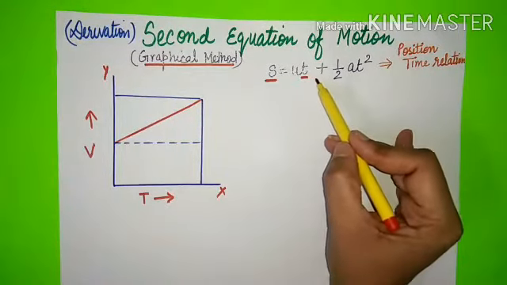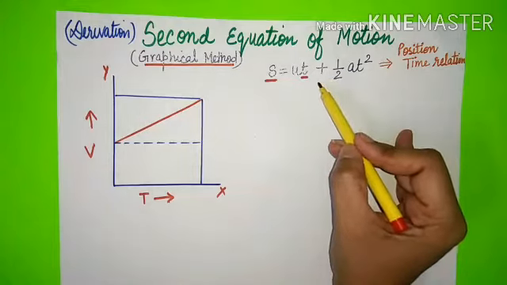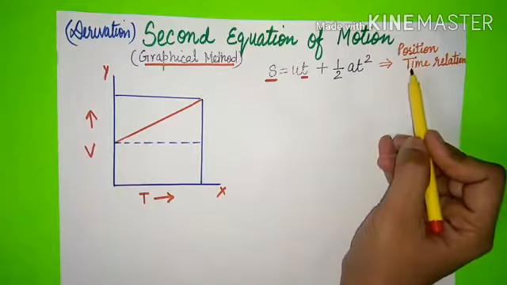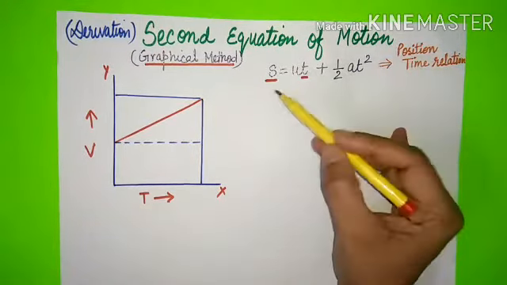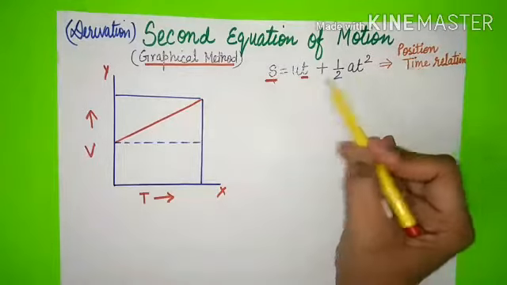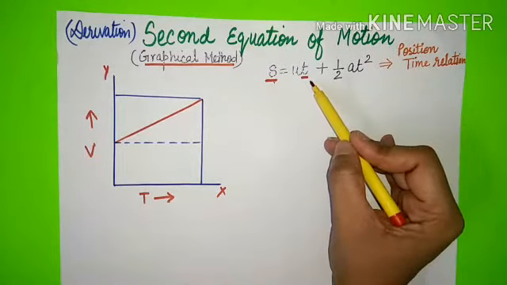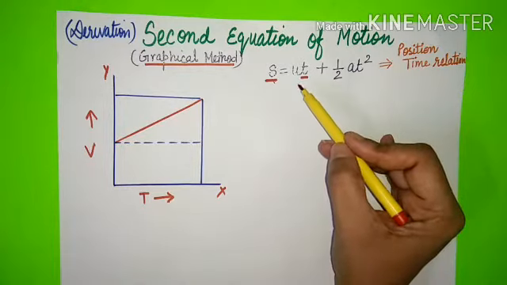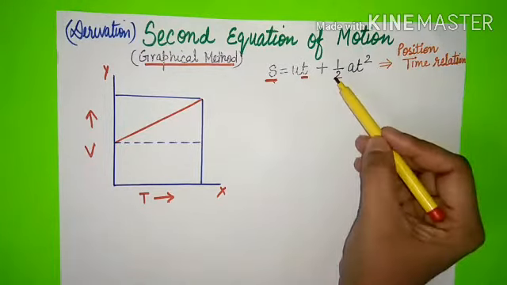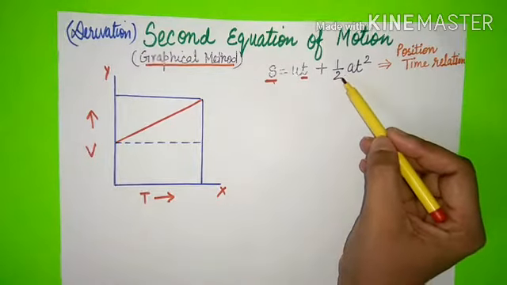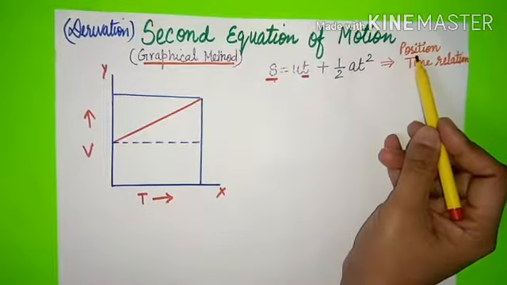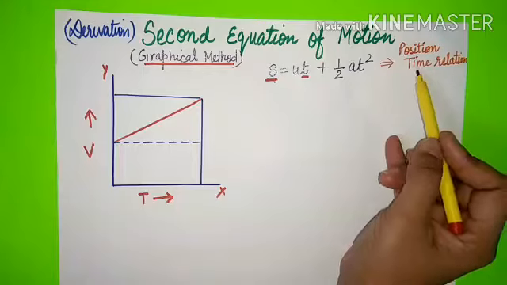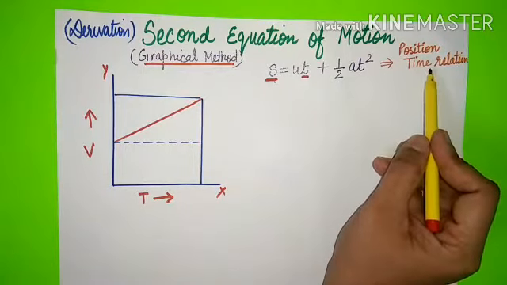This second equation of motion tells about the position and time relation. Position means S and time is t. So sometimes a question can be asked in your exam: derive the equation of motion which tells about the relationship between position and time. So remember this relation.